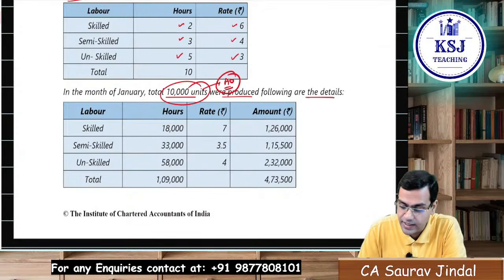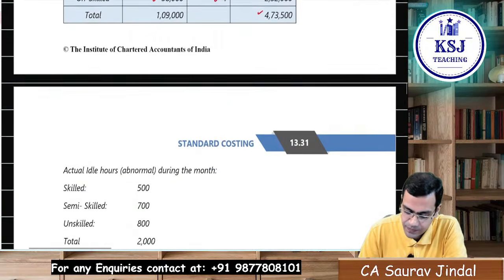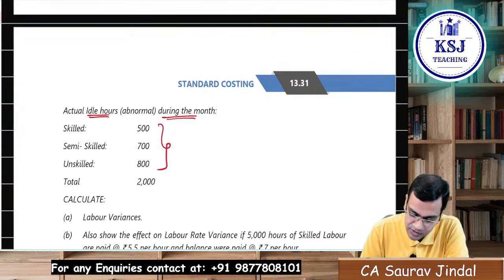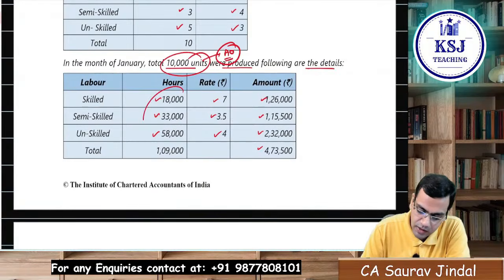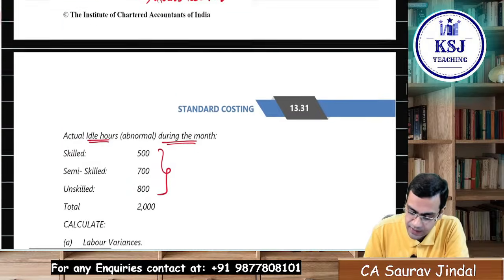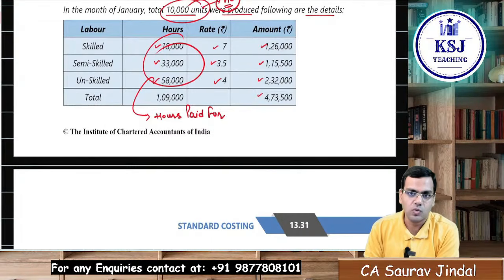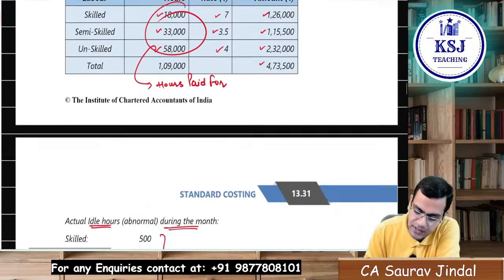Then the actual data is given for skilled, semi-skilled and unskilled. Actual number of hours, rate is given and the amount is given, right? Next, it is given the actual idle hours during the month are this total, right? So this is what? This is the hours that you have paid for. And if from the hours paid for we subtract the idle hours, what we will get is the hours worked.